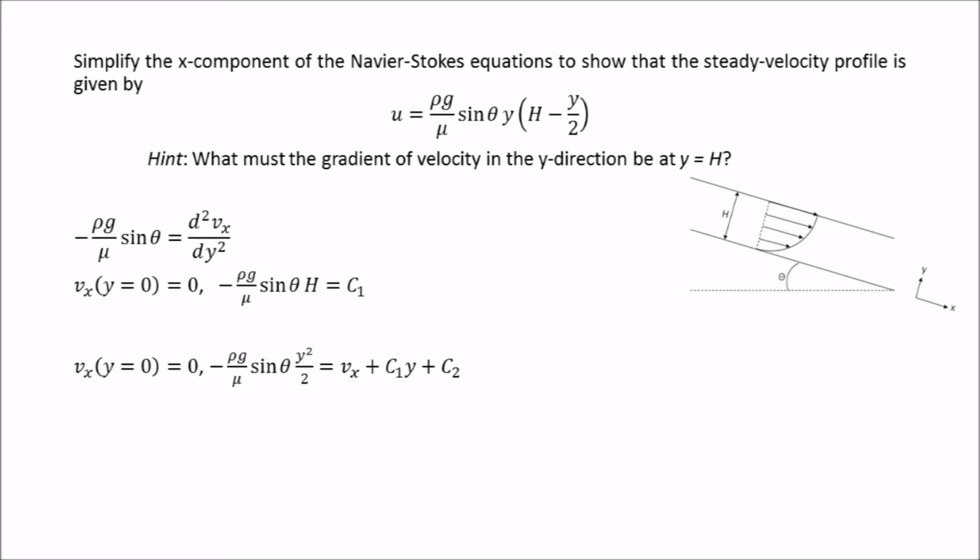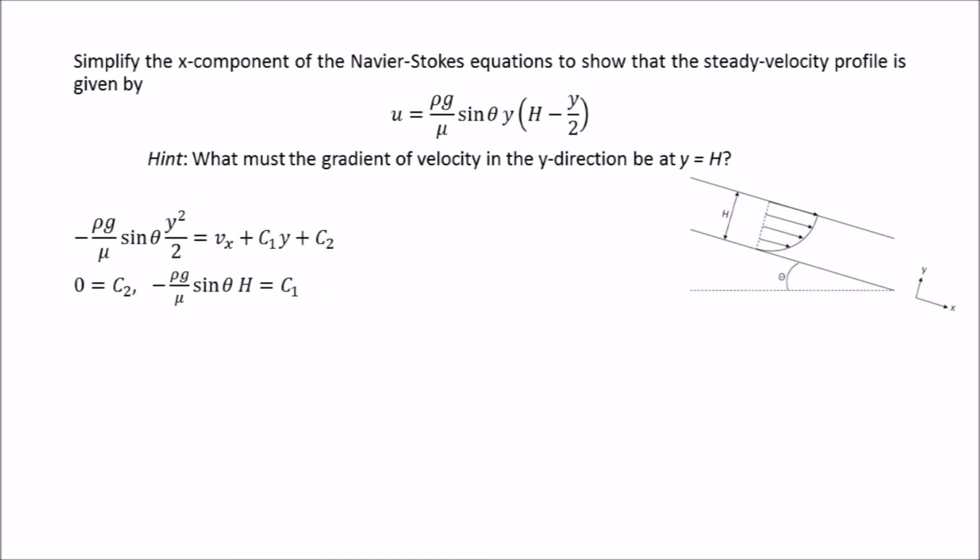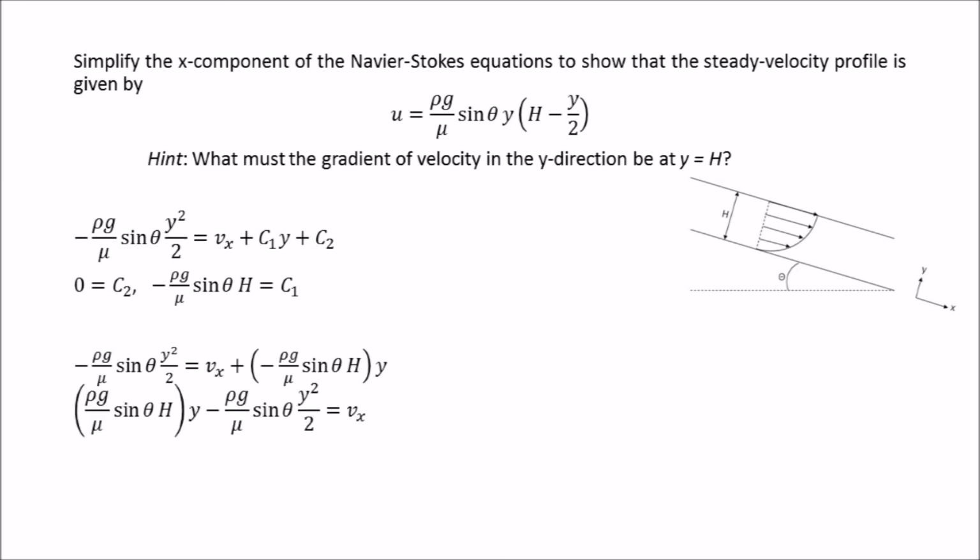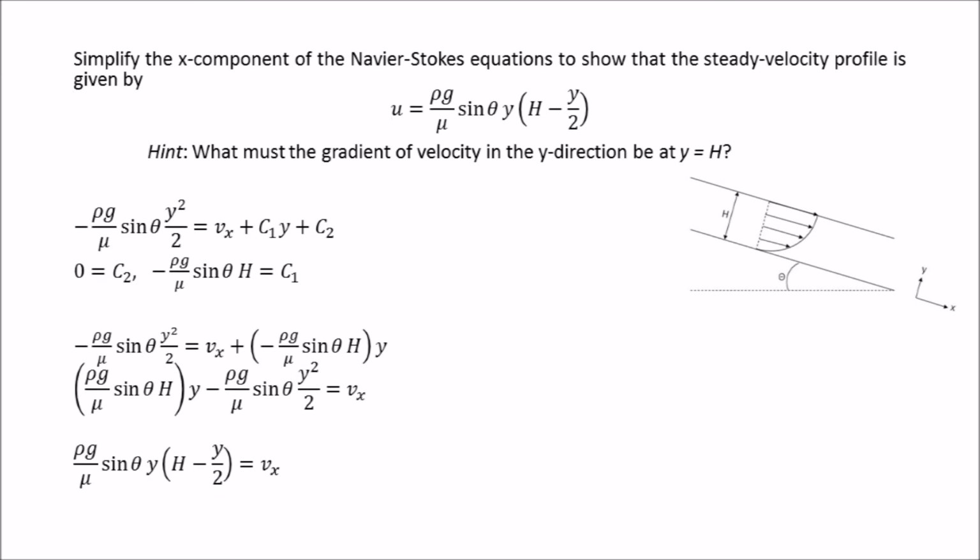We now apply our no-slip boundary condition to determine C2. Evaluating for Vx equals 0 at y equals 0, we see that C2 is simply equal to 0. We now have an expression for Vx with both constants of integration known. We substitute 0 for C2 and our result for C1. We can then solve our expression for Vx, and by factoring out the coefficient rho g over mu sine theta y, we arrive at the expected velocity profile for fluid flowing down an inclined plane.